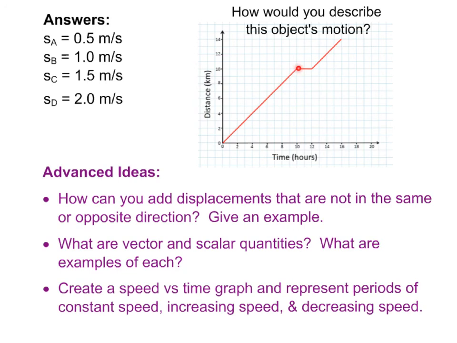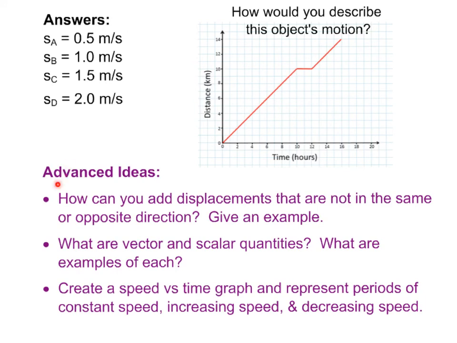But at this point here, at 10 hours, it looks like this object got tired. Maybe this person is running or walking along here. This object now is not traveling at all. It is at rest right here. Between 10 hours and 12 hours, this object is taking a rest. Then it continues on with that same constant speed.